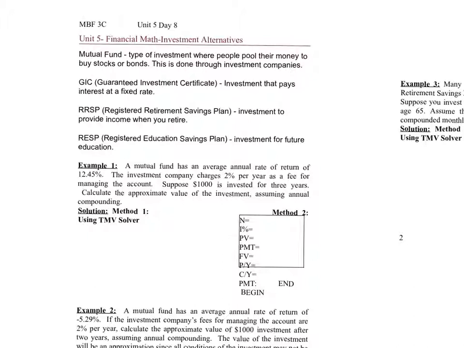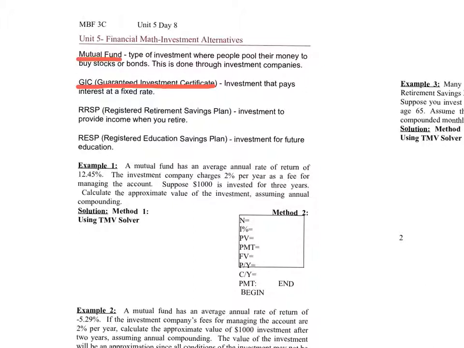So a mutual fund is a type of investment where people pool their money to buy stocks. This is done through investment companies. A GIC is a guaranteed investment certificate, an investment that pays interest at a fixed rate. So essentially, you're guaranteed to make a certain amount of money.